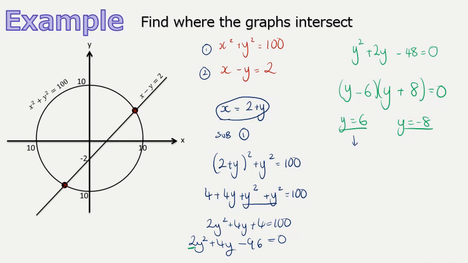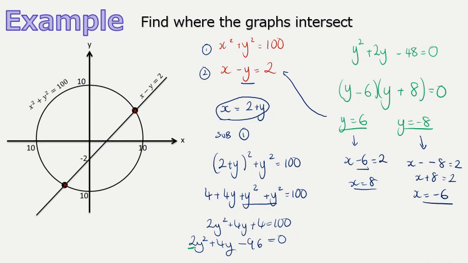So y equals 6, again I'm going to use equation 2 because that's way easier. x minus 6 therefore needs to be 2 because I've replaced the y with this y here, 6. Therefore x must be equal to 8, and when y is minus 8 I get x minus minus 8, so be careful when subbing that in. x plus 8 equals 2, therefore x must equal minus 6.